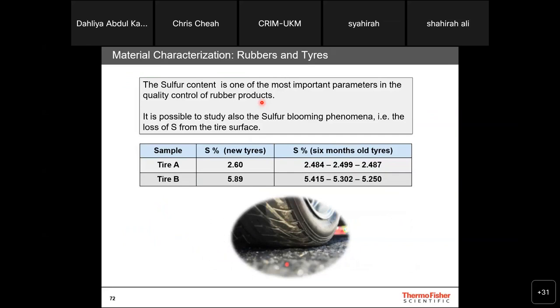Rubber and tire sulfur content is very important. It is actually the most crucial measurement in the quality control of rubber products. You can see, just one example from one tire manufacturer, a new tire will be around 2.6%. After you use the tire for 6 months, 1 year down the road, the sulfur content will start to go off. It is called the sulfur blooming phenomenon. So it loses, and it will determine the durability of the tire. This is how the tire manufacturer is monitoring this.